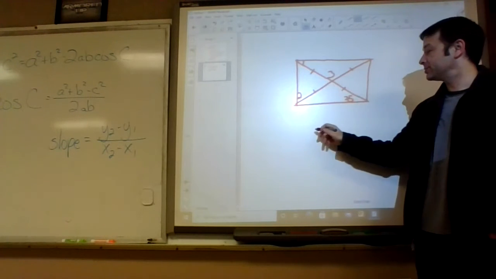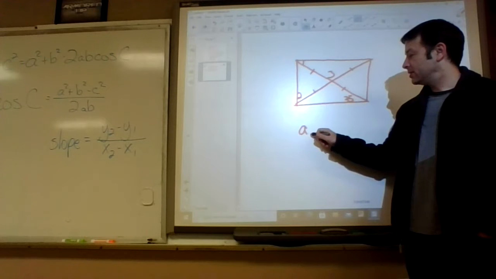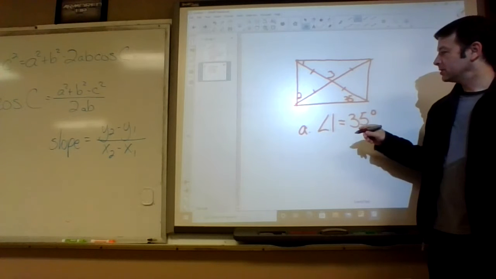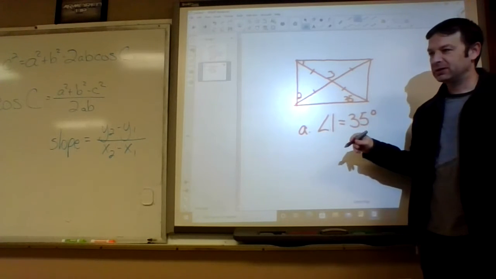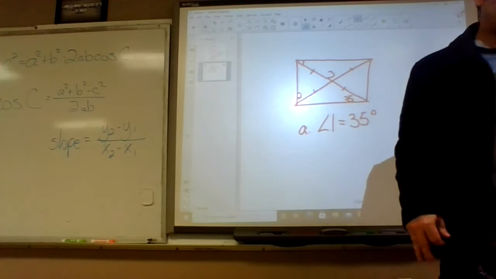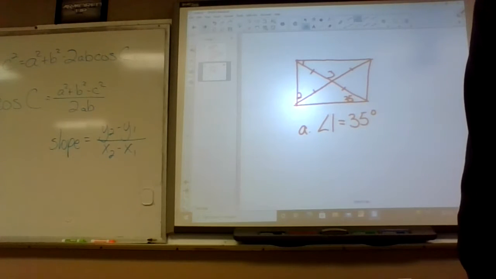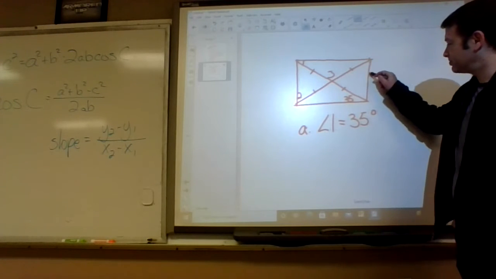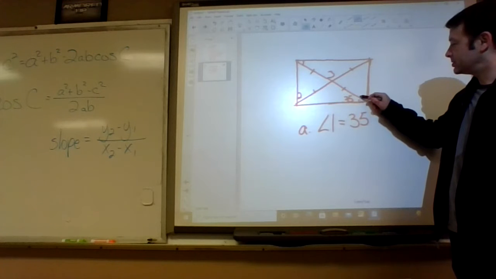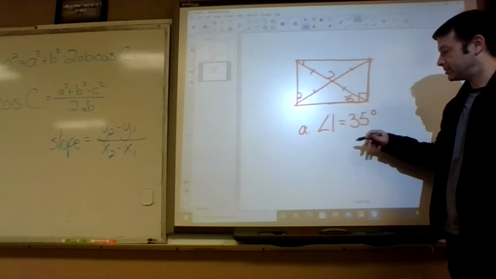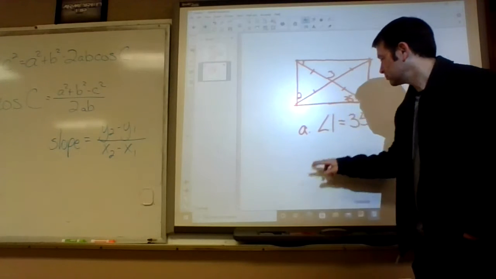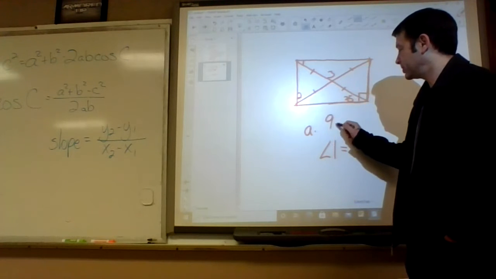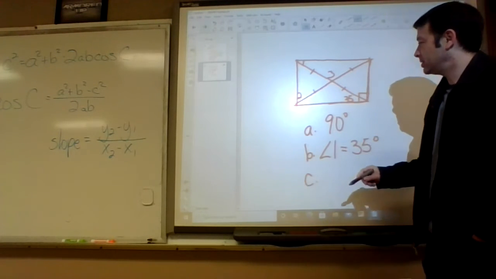These are alternate interior angles, so I think that's A, right? Angle 1 equals 35. Oh, it's B. The first one is measure angle BCD. I just thought they were going to say 1, 2, 3. Okay, BCD, you guys see it, is this one right here. Since it's a rectangle, 90 degrees, right? Let's put 90 degrees. Okay, C is angle 2.